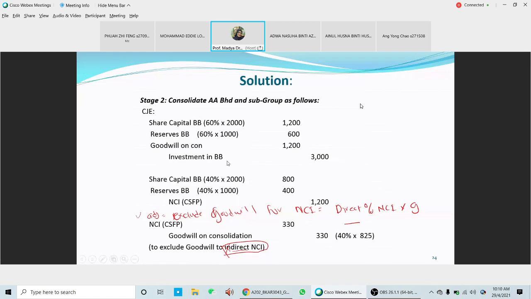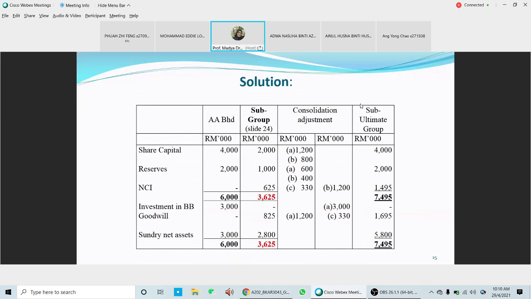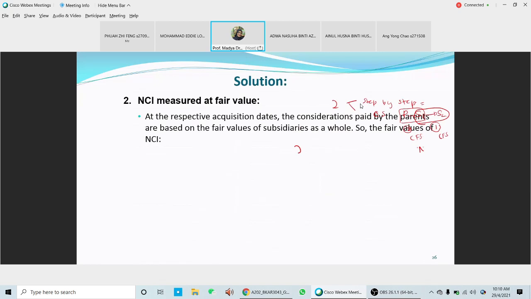The second method that we use here is the fair value method, where NCI is measured at fair value. So we're going to look at the second method, NCI at fair value. A and B here are the journal entries, and C here is for excluding the goodwill. So you need to check A, B, C, D. A, B, C refer back to the journal entry. Now we're going to look at NCI measured at fair value.